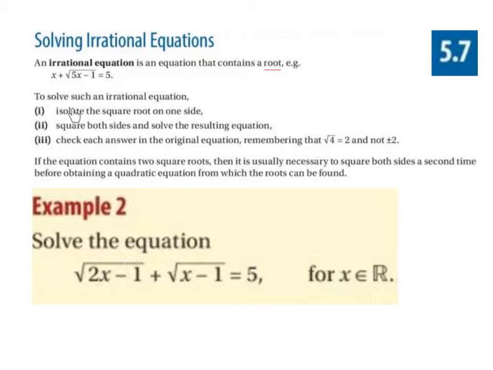Step 1, isolate the square root on one side. So basically get the square root on its own and everything else over the other side of the equals. Step 2, square both sides and solve the resulting equation, because squaring both sides will get rid of the root.